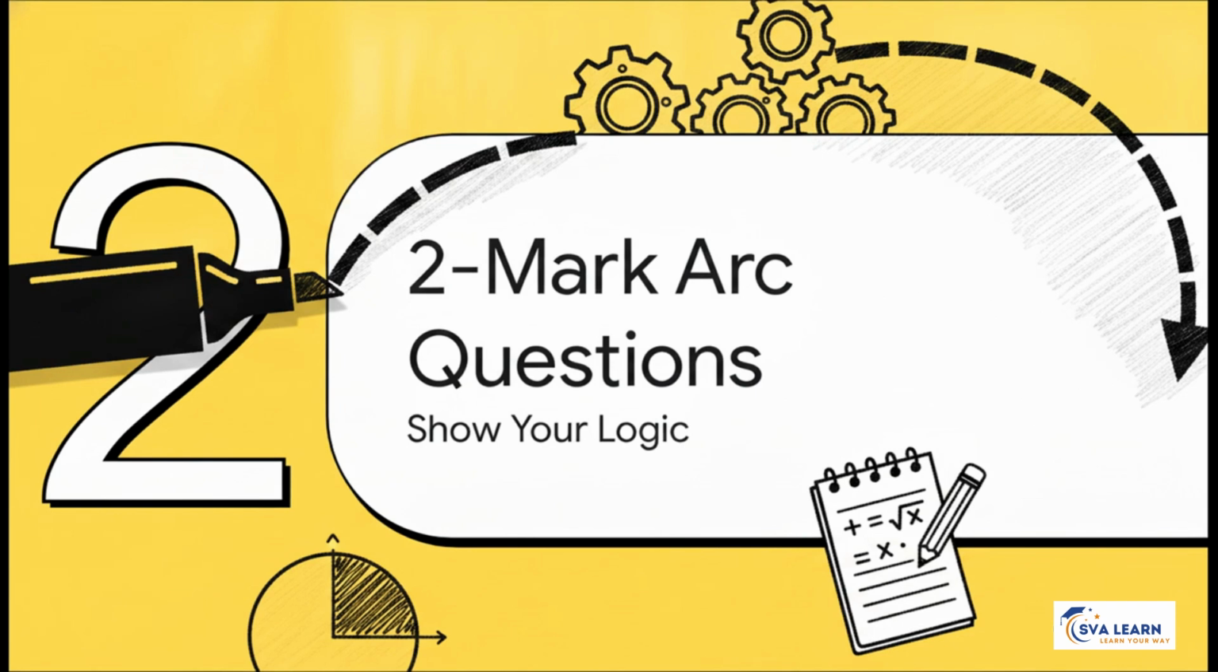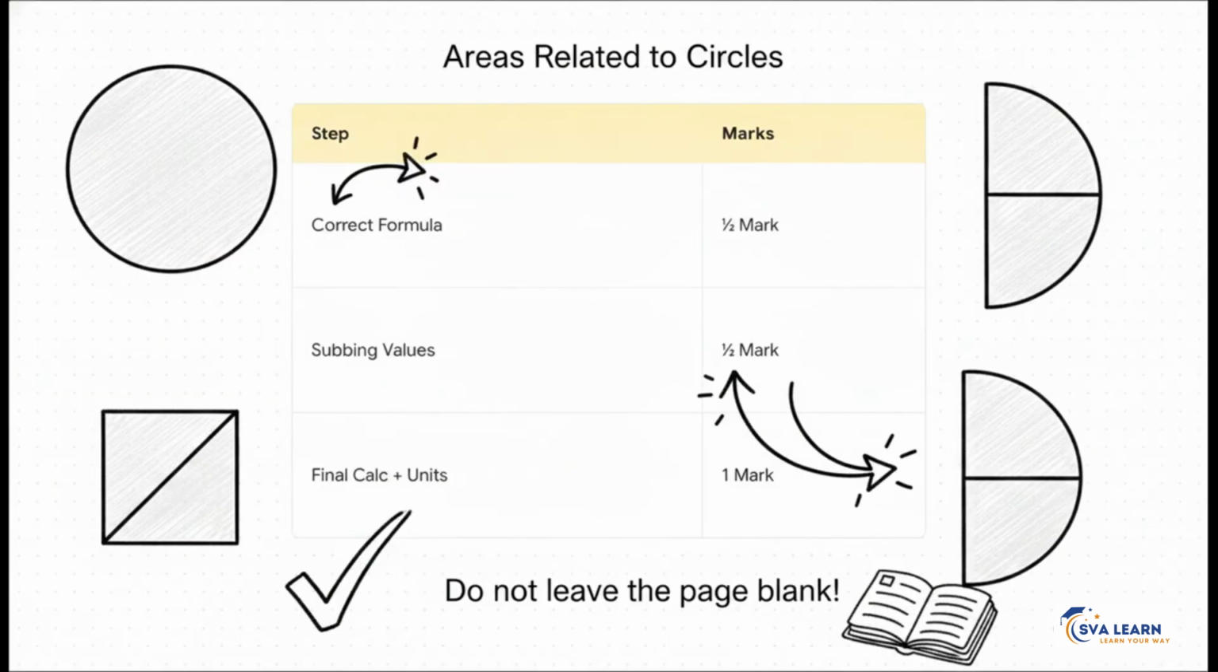Let's see how this builds into Section 2, cracking 2-mark arc questions. Here, the difficulty steps up just a little bit. This is the written section, and examiners specifically want to see your mathematical logic unfold step by step. So the absolute crucial point is how we distribute those 2 marks. Take a look at this official marking scheme table. I literally cannot stress this enough. Half a mark is awarded simply for writing the correct formula.